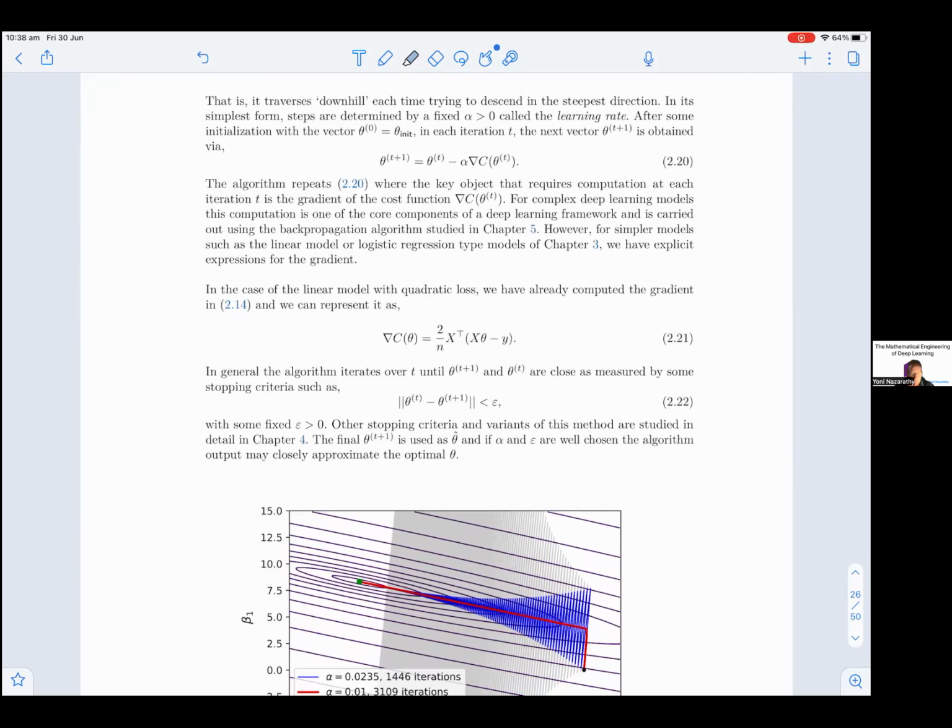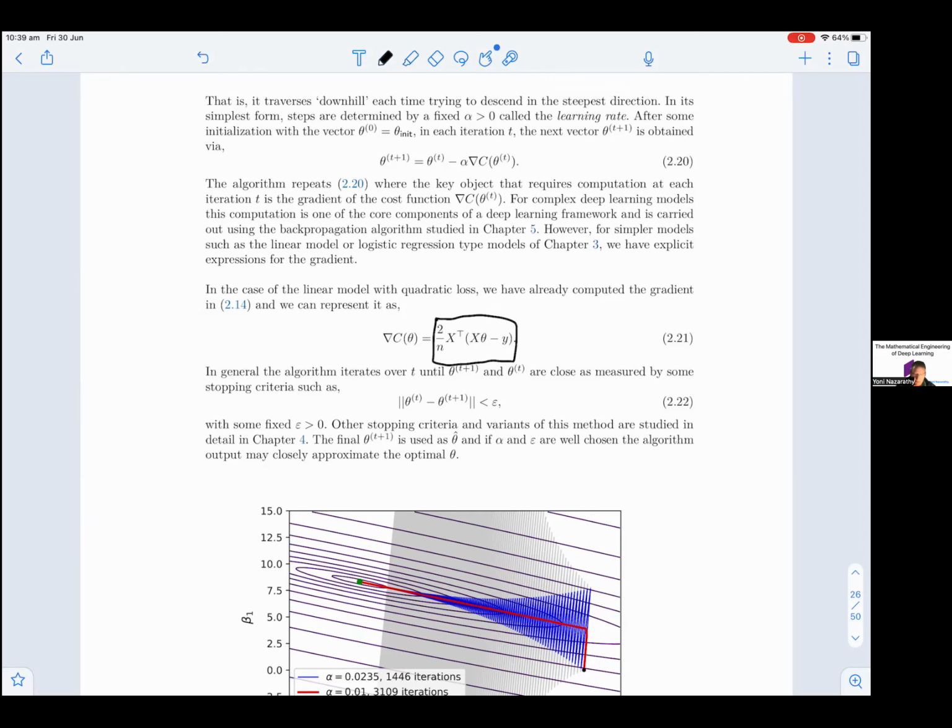gradient. In the case of a linear model with quadratic loss, we have already computed the gradient in equation 214. And we can represent it as the gradient of the loss at a point theta is 2 times X transposed, open bracket, X theta minus y, where X is your design matrix and y is your vector of labels. So this is an explicit expression for the gradient that we have for linear models and we typically don't have in general.